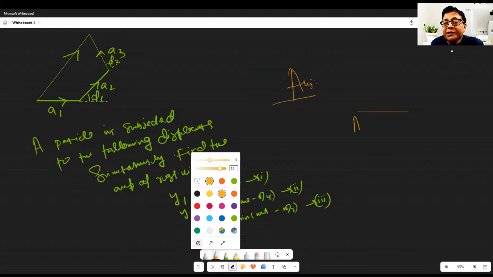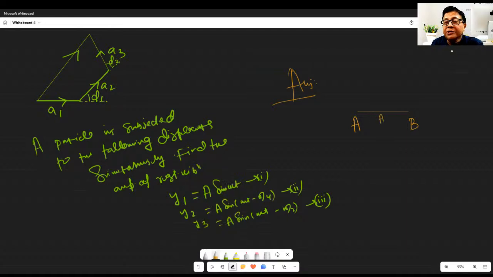So this you take AB. AB is representing A. Next one is how much? Omega t minus pi by 4. Will you take anticlockwise or clockwise sense? Anticlockwise angle is positive. Clockwise angle is negative. So we must take it this manner.